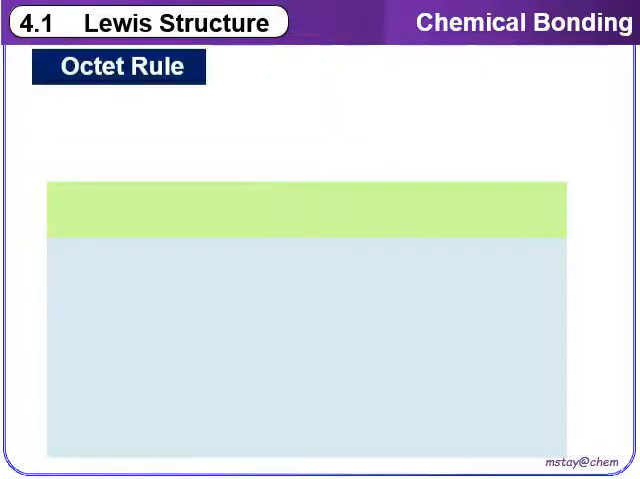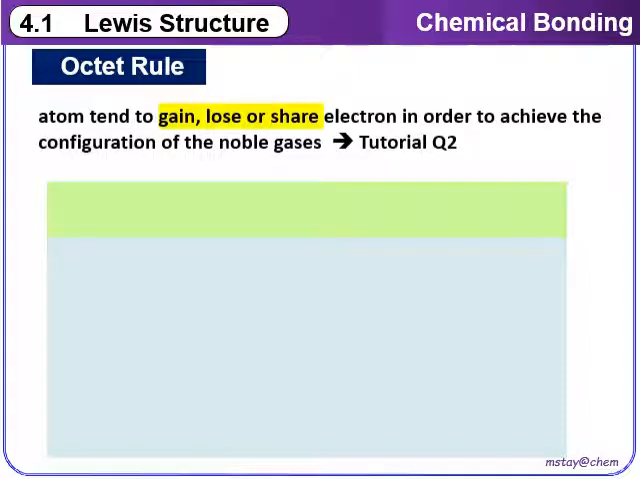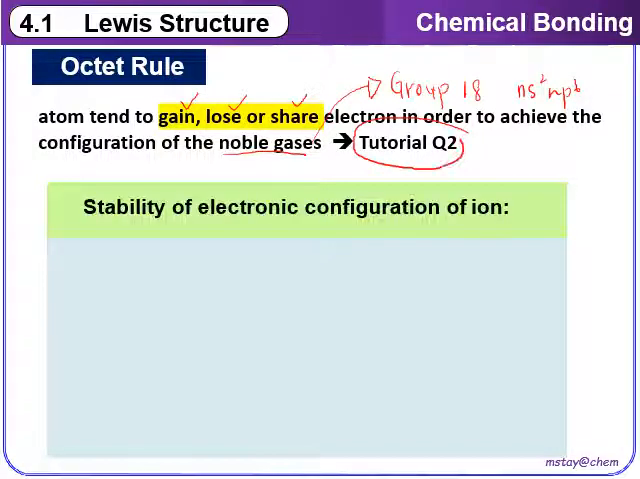Okay, let's continue with the octet rule. What does the octet rule say? It states that atoms tend to gain, lose, or share electrons in order to achieve the configuration of the noble gas. As we know, elements known as noble gases are always in group 18, where they do not need to share, gain or lose electrons. That means they have already achieved stability, and always end with the electron configuration ns2 np6. Okay, so this is the answer for tutorial question number 2.